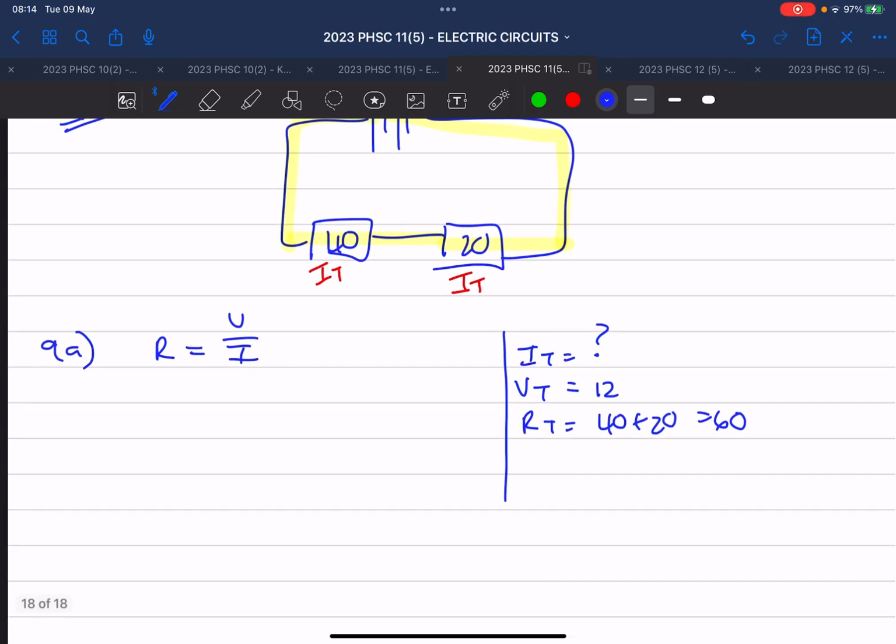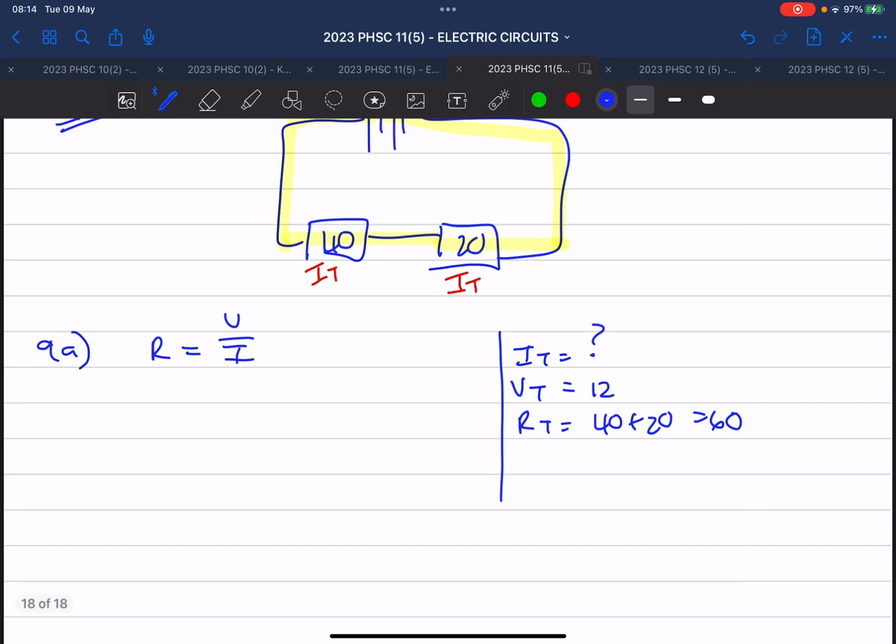All right. Jealousy makes you nasty. Alright, that is 12, that is the current. Then the current is at the bottom. We don't want it at the bottom, we want it at the top. Yeah, 0.2 amperes.